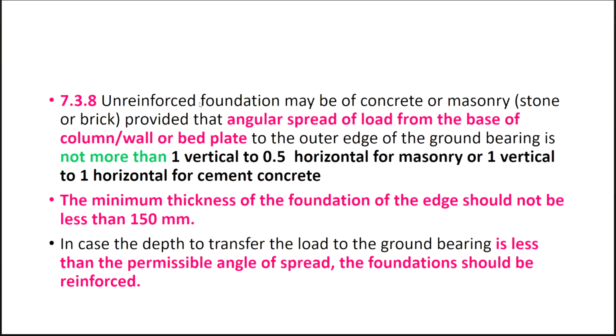Now, what I am trying to tell here is that in case it's an unreinforced foundation, the angular spread of the load from the base of the column or the wall or the bed plate to the outer edge of the ground bearing is not more than 1 vertical to 0.5 horizontal for masonries and 1 vertical to 1 horizontal for cement concrete. Now, I am trying to tell you how the loading pattern will go below.